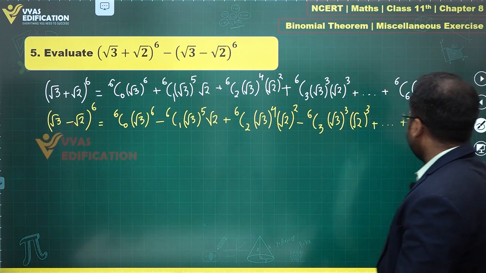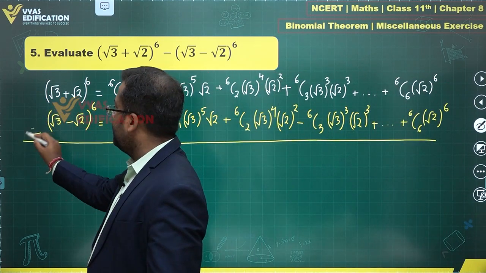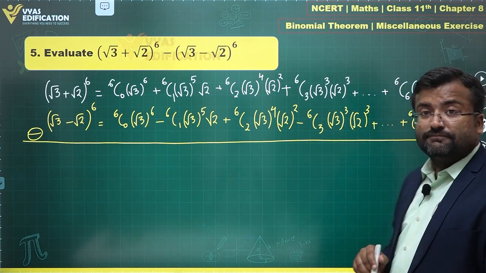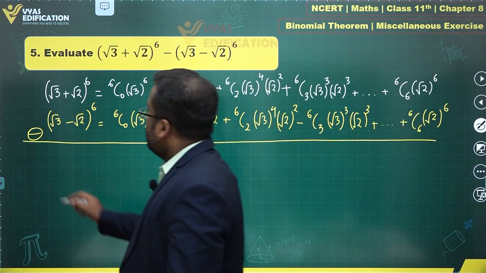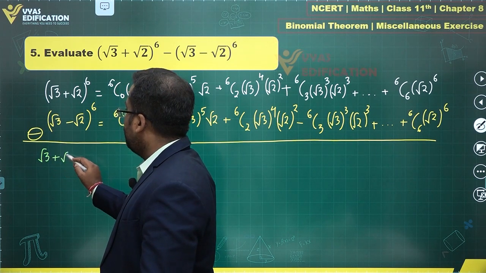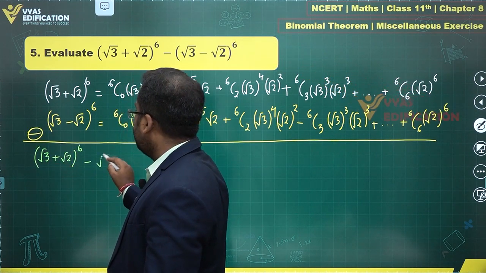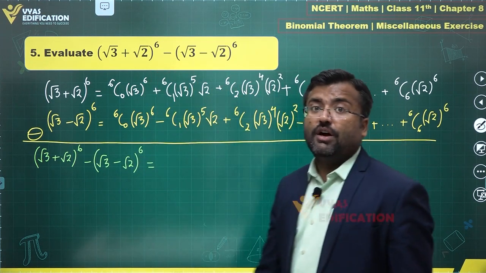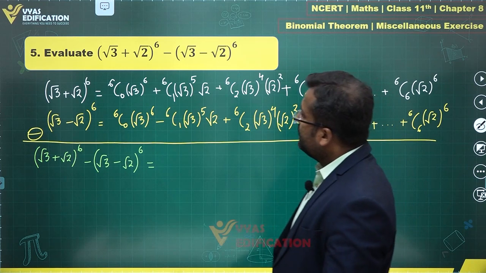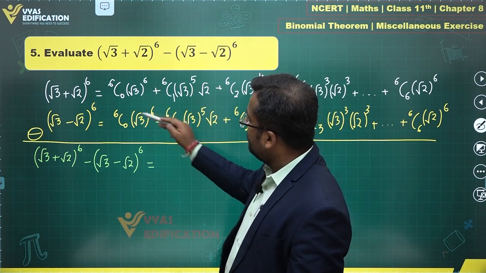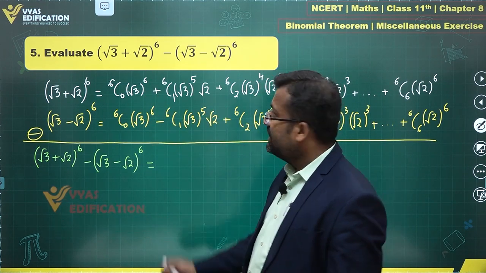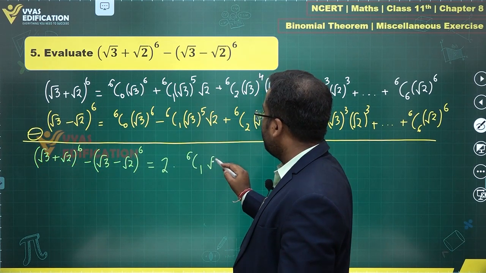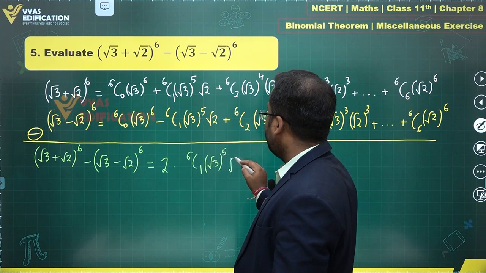What next? We want to take the difference of these. And how do we do that? Subtracting them, (root 3 plus root 2) power 6 minus (root 3 minus root 2) power 6 will be equal to what? Observe the subtraction very carefully. So these terms will get cancelled. These terms will get added. This minus this will become twice 6c1 square root of 3 power 5 square root of 2.